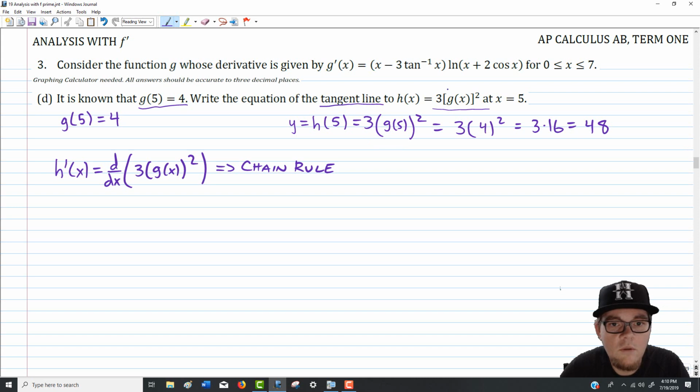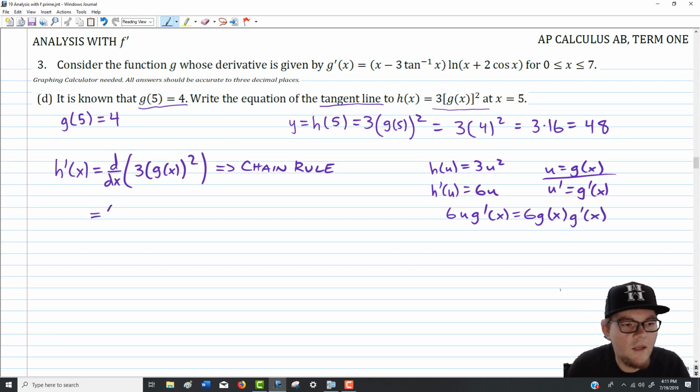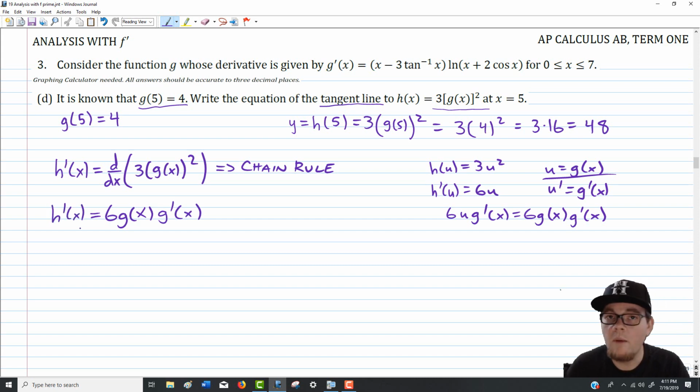So since h of x equals 3 g of x squared, I'm going to let h of u equal 3u squared. I'm going to let u equal g of x, and then I'm going to compute the derivatives of each factor. h prime of u is going to be 6u, u prime is going to be g prime, and if we multiply those pieces together, we're going to get 6u g prime of x. But remember, we said right there, u is g of x. So our derivative here is actually 6 g of x times g prime of x. So over here, we can include that right away. This is 6 g of x times g prime of x. That gives us our expression for h prime of x.